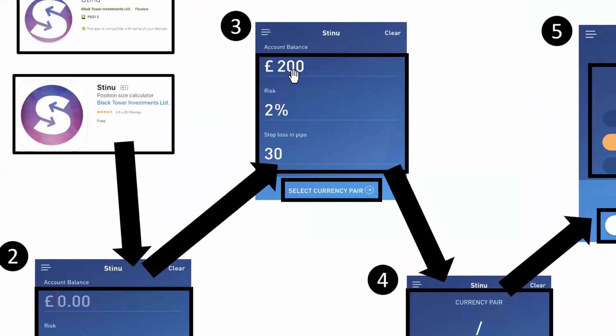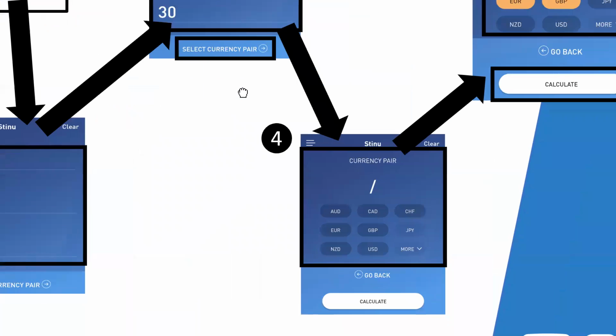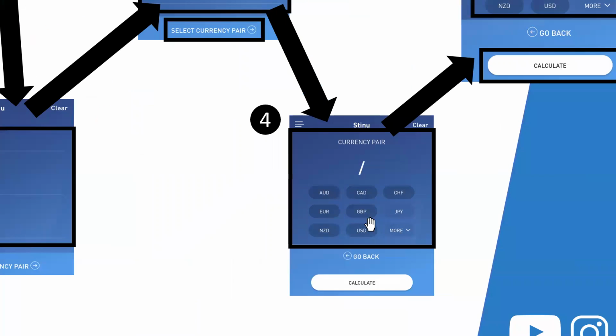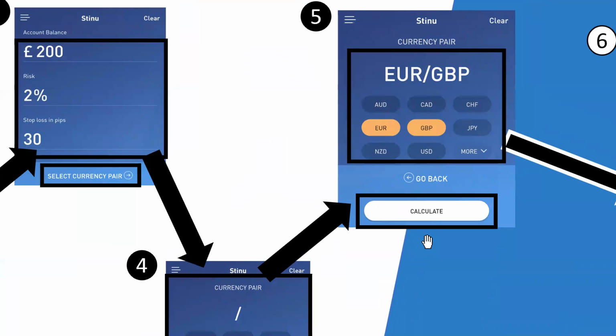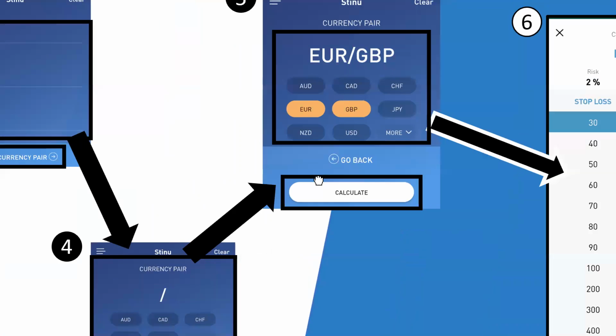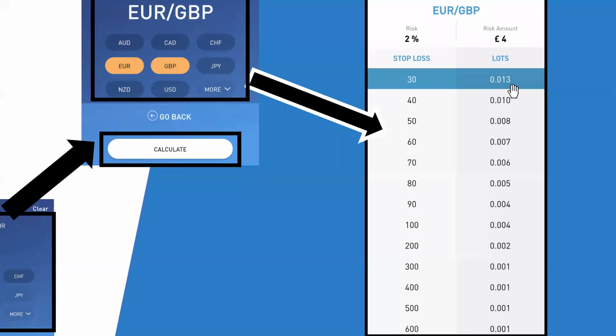For example, I put one in here, £200, 2%, 30 pips. I select the currency pair. And then I'm going to select it, type it in like so. And then click on calculate. And it will tell me how much my lot size is based on the stop loss. So if it's more, it will give you a smaller lot size. Obviously, if you don't count that bit, then it'll be 0.01 for my lot size there.